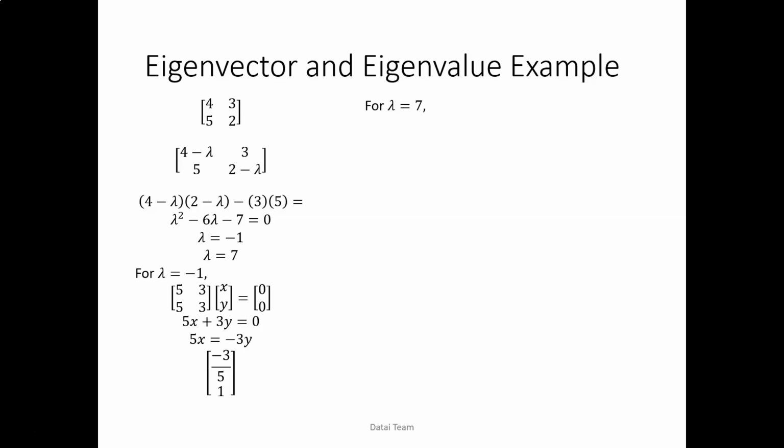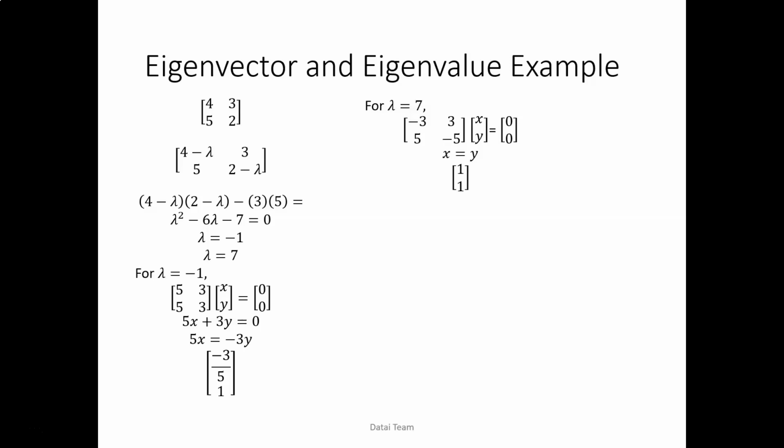Scaling this vector doesn't matter, and we have our second eigenvalue. We have lambda equal to 7. We do the same thing. We plug 7 into the matrix. We get negative 3, 5, 3, negative 5, x, y equals 0, 0, and then we get x is equal to y, so we get 1, 1. And if we plug in 2, 2 or 3, 3 as our x and y, we would also get 0, 0.